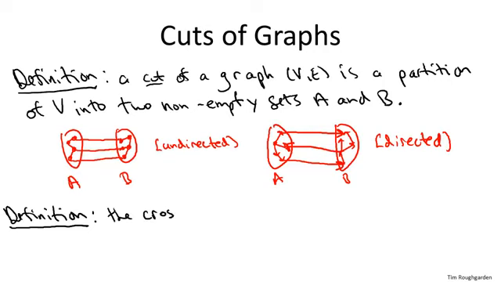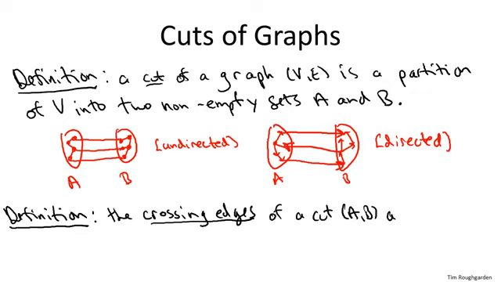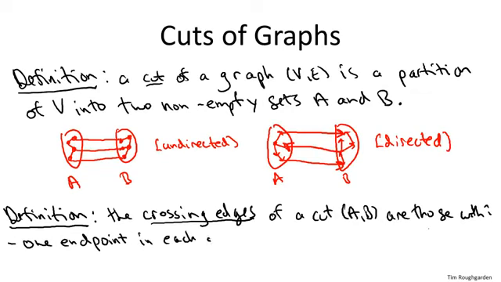Usually when we talk about cuts, we're going to be concerned with how many edges cross a given cut, and by that I mean the following. The crossing edges of a cut AB are those that satisfy the following property. So in the undirected case, it's exactly what you'd think it would be. One of the endpoints is in A, the other endpoint is in B. That's what it means to cross the cut.